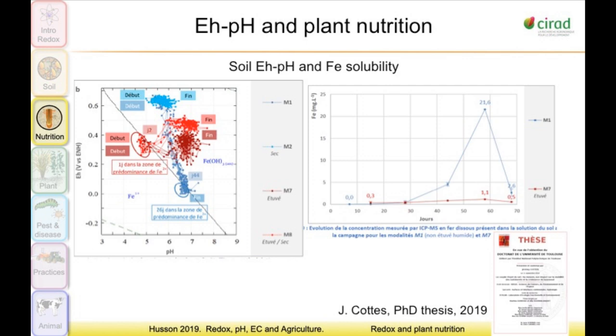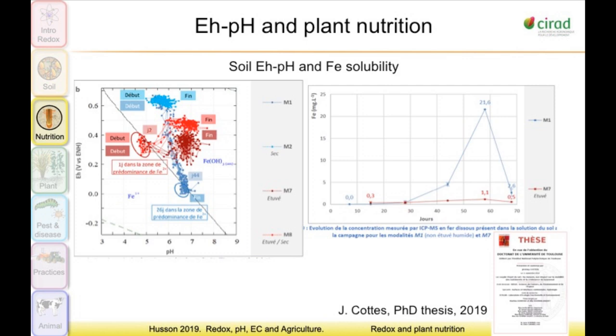So this is very recent. It's a PhD that was defended two months ago in Toulouse, France. We have some soil with the same pH and Eh. We have the limit between Fe2+ and Fe(OH)3. And we have different water management in the same soil, and we monitor Eh and pH every day. And here we have the soluble iron in the soil solution. What we see is that the red one, where it's always above the limit, we started measuring only after 15 days, so we were already there, and there's no iron in the soil solution.